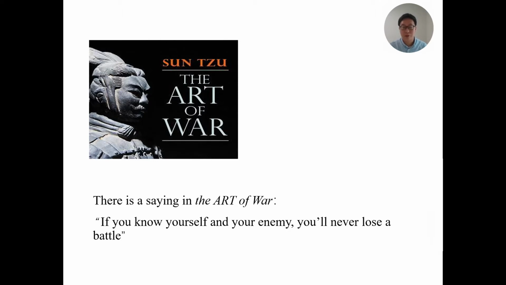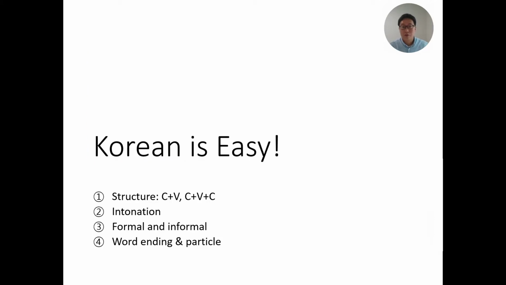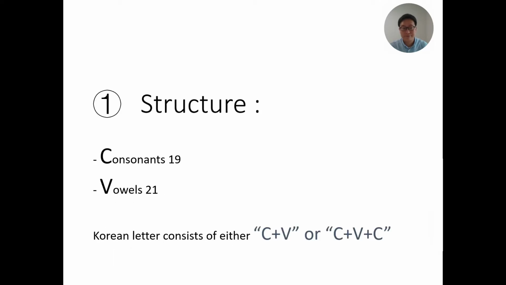So I'd like to introduce four features of Korean. First, structure. Second, intonation. Third, formal and informal. Last, word ending and particle. Let's see structure first. We have 19 consonants, 21 vowels, and a Korean letter consists of CV or CVC.